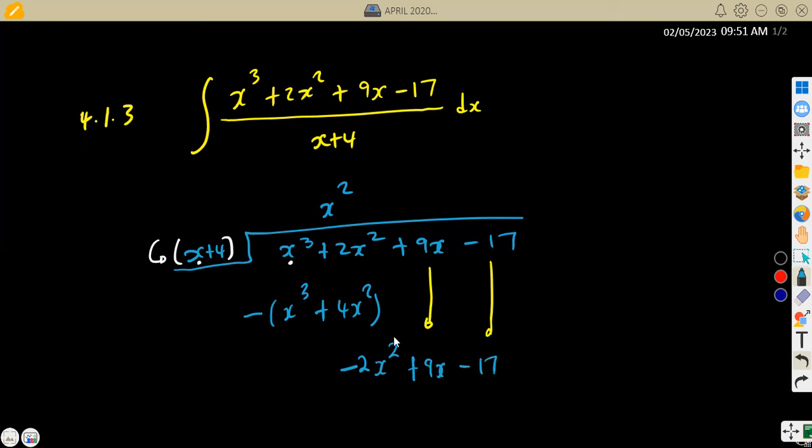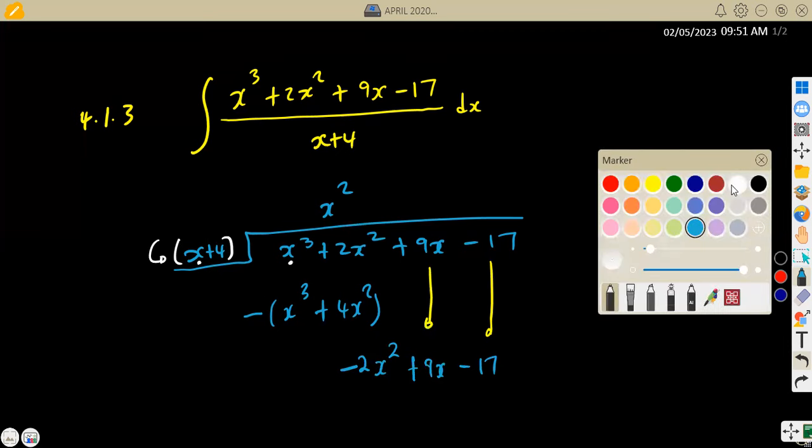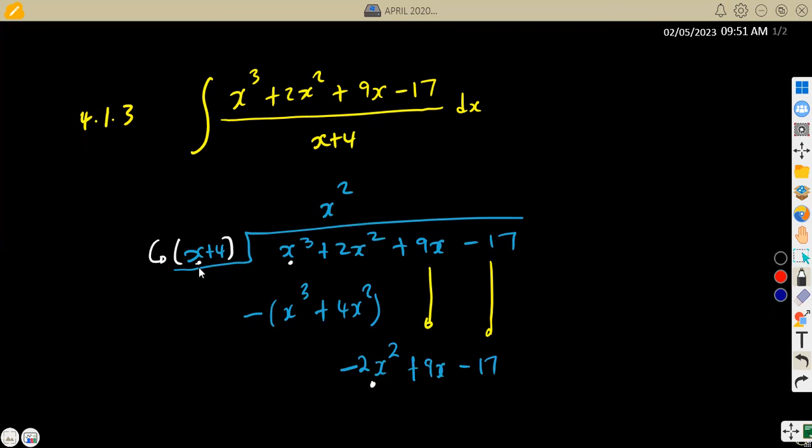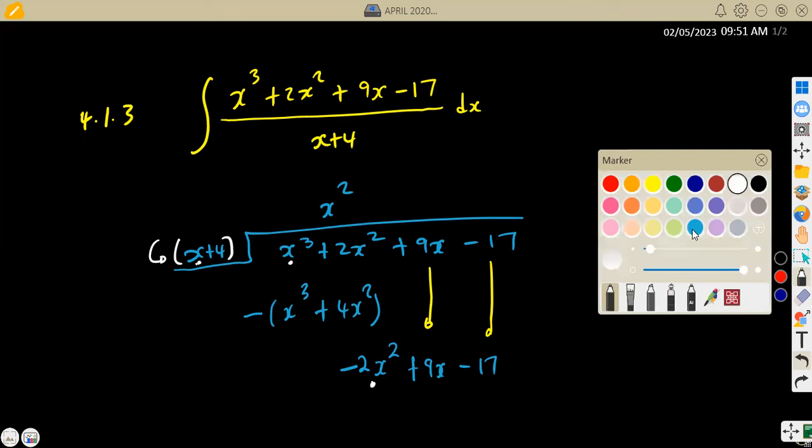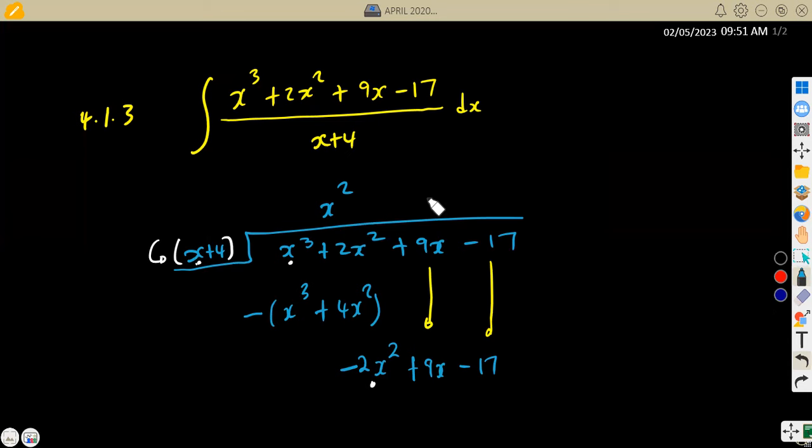Okay, so at this stage, we are back again to that division. Always, guys, take note, it's first term versus the first term. So negative 2x squared divided by x is negative 2x. Then we multiply back: negative 2x times x is negative 2x squared, and negative 2x times 4 is negative 8x.